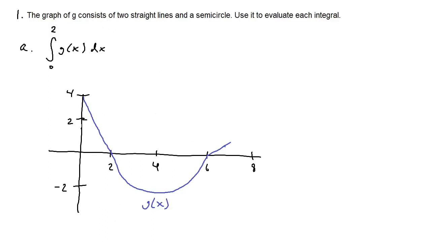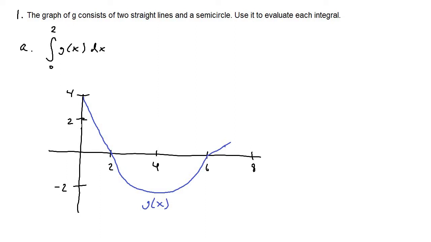Now for this first problem here, the graph of g, which is shown below, consists of two straight lines and a semicircle. Use it to evaluate each integral. So for part A here, we have the integral from 0 to 2 of g of x dx. Once again, g of x is this curve outlined in blue. And we're trying to find, for this first part here, the integral from 0 to 2. So those are our x bounds. Once again, integral is the area under the curve. So for x bounds ranging from 0 to 2, we're basically looking for this area here.